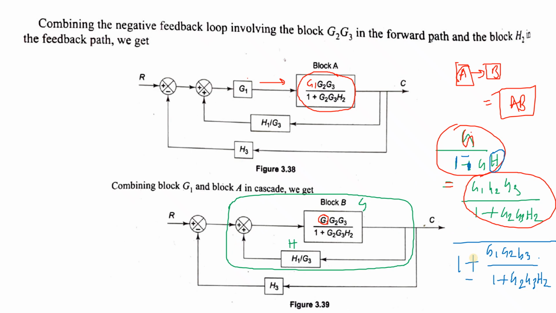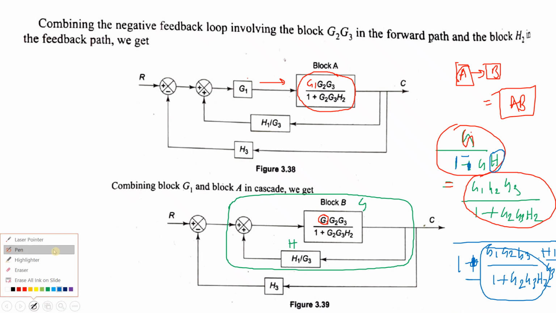Very good. Since it is a summation point, this feedback is subtracted, so it will be 1 minus. So 1 minus, then this is the same as G. Then H will be H1 by G3. So you can see it is becoming a little bit complicated, but this is the only way to proceed. So this is G, this is H. If you simplify it, G3 will get cancelled, and in the denominator we will have 1 minus G1 G2 H1 by 1 plus G2 G3 H2, and the numerator will be this thing.